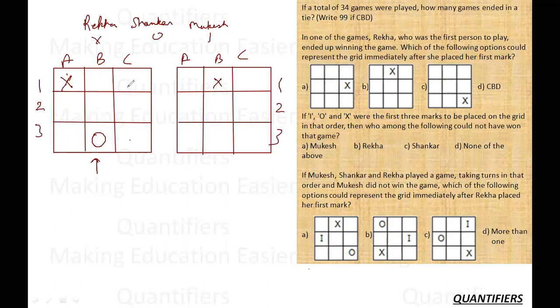Okay. Now O is here, so X cannot. Then X has to come here. So X is here, so O cannot. So O has to come here. Now O is here, X cannot. X has to come here only. Therefore, X will again come here and win.